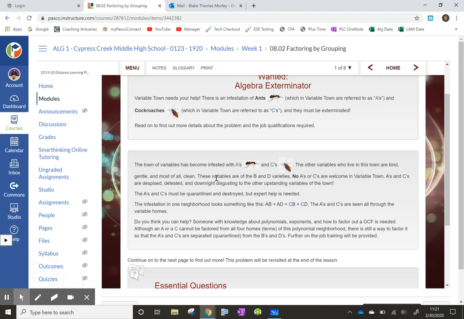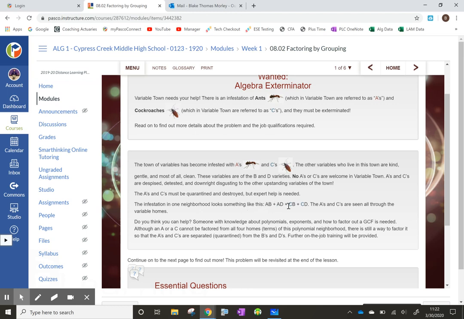These variables are of the B and D varieties. No A's and C's are welcome in variable town. A's and C's are despised, detested, and downright disgusting to the other upstanding variables of the town, right? The A's and C's must be quarantined and destroyed. Remember, because of the coronavirus, right? But expert help is needed, and the infestation in one neighborhood looks something like this.